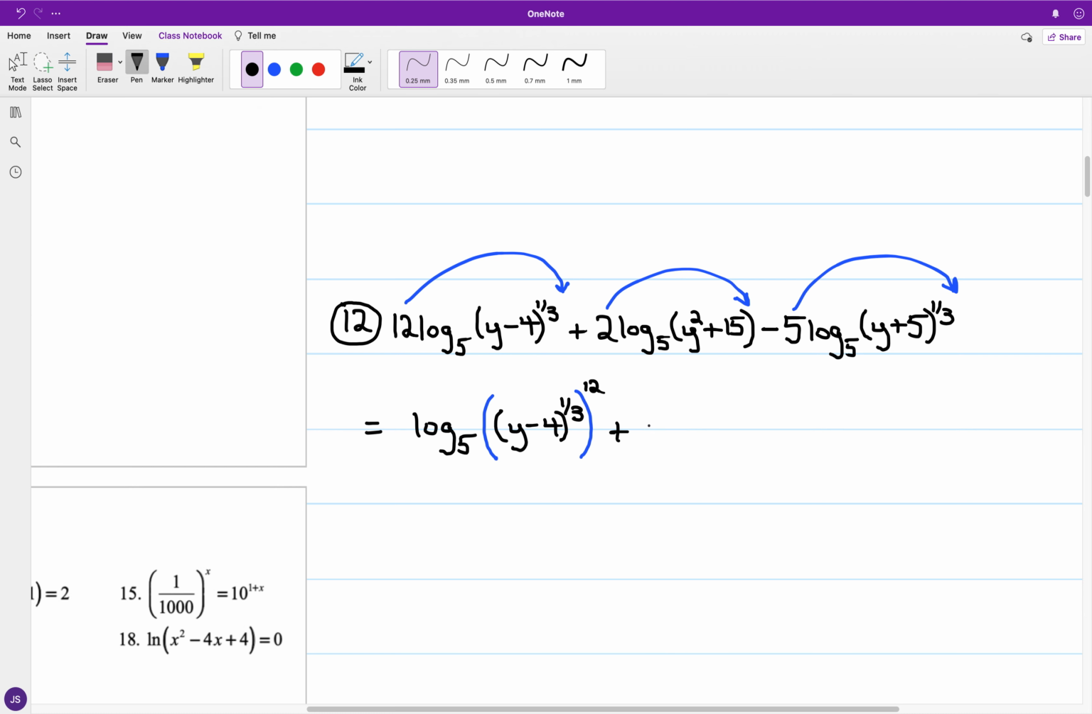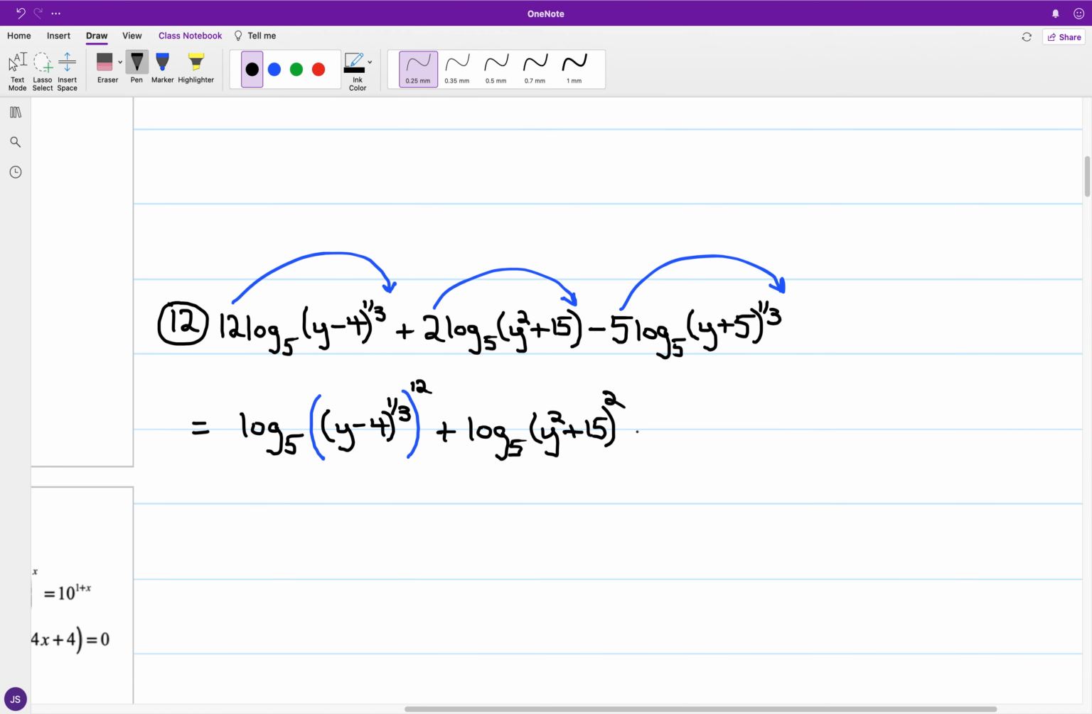And we have plus, okay, the base 5 logarithm of y squared plus 15. Okay, this will already be to the second. And we have minus, okay, the base 5 logarithm. Okay, and again, we already have y plus 5 to the 1/3, but this will be further taken to the 5th power.